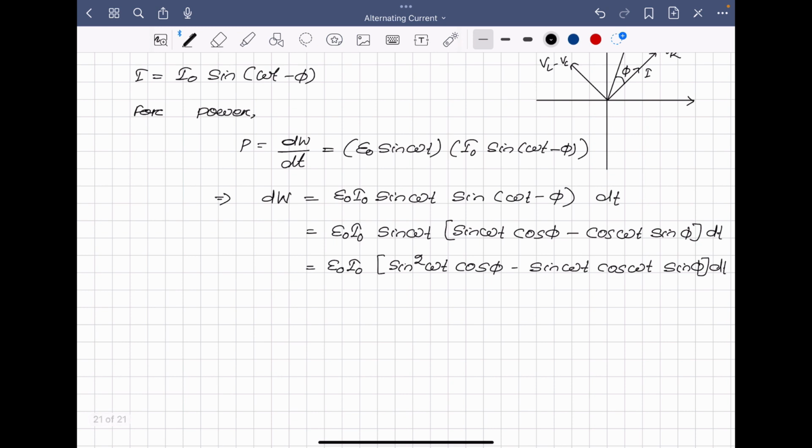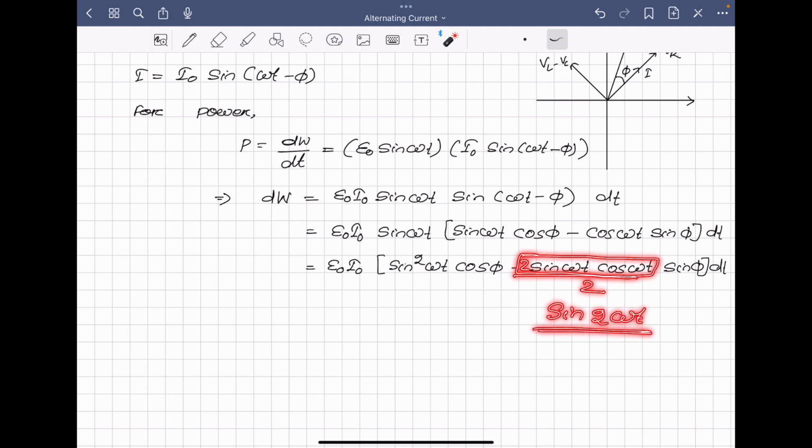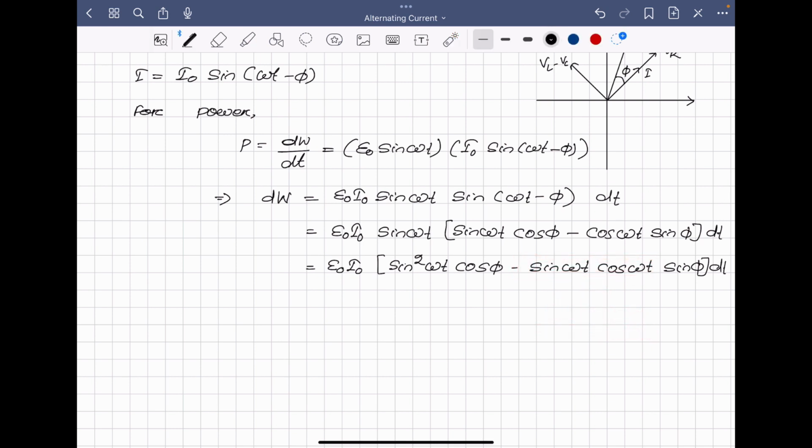Then we have sin omega t into cos omega t. If we multiply by 2 and divide by 2, then 2 sin omega t cos omega t is the formula for sin 2 omega t. In place of 2 sin omega t cos omega t, we can write sin 2 omega t, so we can replace the term as sin 2 omega t upon 2. After that, we can find the total work done.